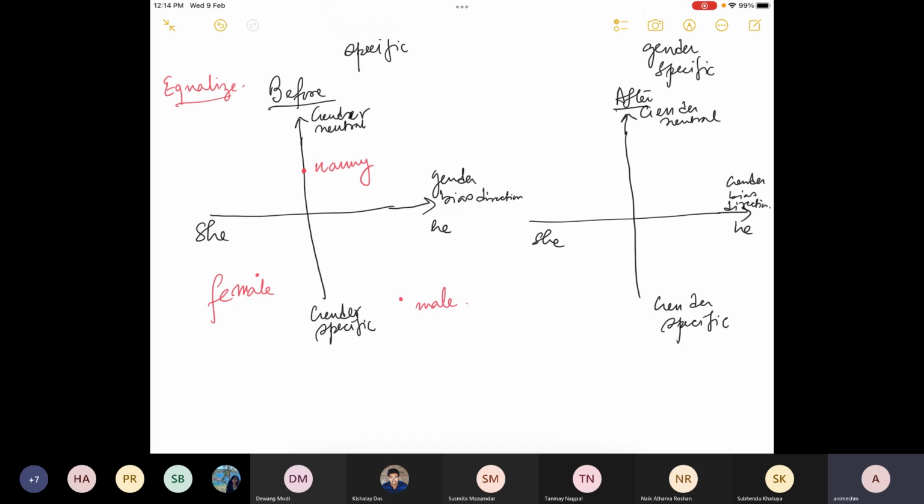But then there is an issue. What is the issue? You should be able to see this, right? I have already drawn it. What is the issue? These two are well placed in their own quadrants. Nanny has been neutralized, but still there is some problem. I mean, the picture should be able to tell you what is the problem.